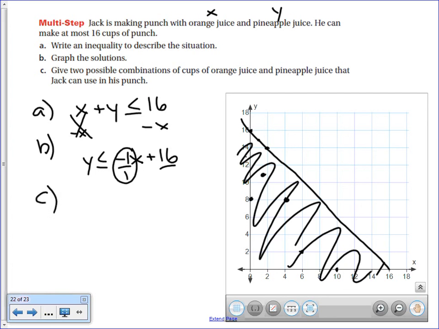So for letter C, two possible combinations. Basically, just choose any points in this area. How about 6, 8? That would be one of them. I can make 6 cups of orange juice and 8 cups of pineapple juice. How about we choose one on the line? We can do 8, 8. I can do half and half. That'd be another one we can use.